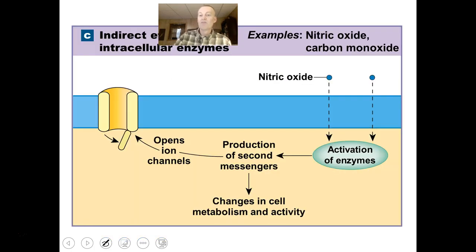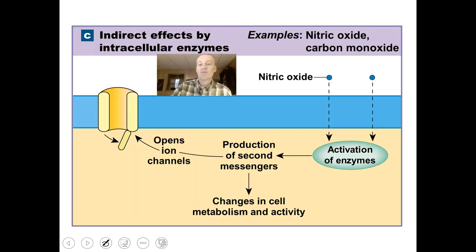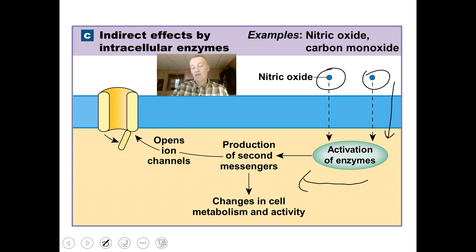we can go to this one here. There are neurotransmitters that are going to be gaseous in nature, and these will enter in and will cause the activation of enzymes, which will activate the second messengers that will open or close a gate. So we do have gases, carbon monoxide and nitric oxide, that can alter these enzymes.